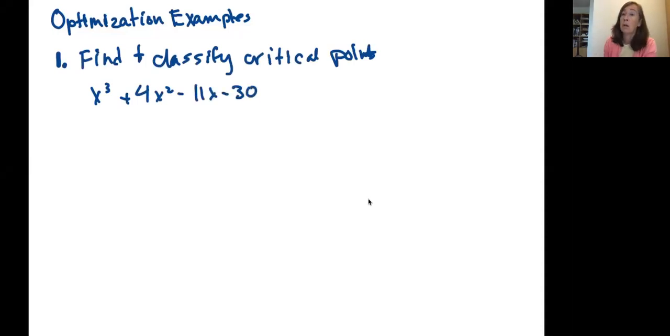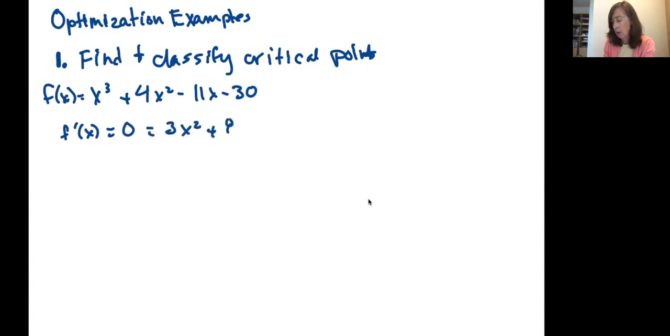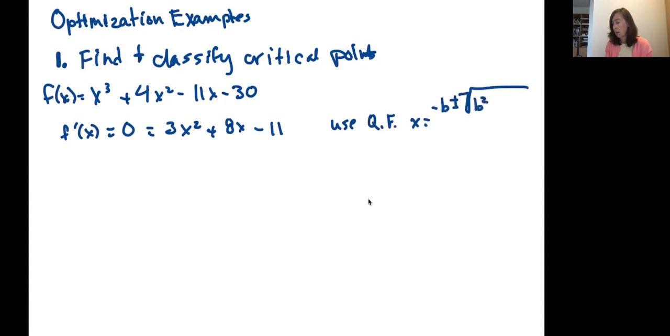Okay. So to find the critical points, this is my f of x. I'm going to set the first derivative equal to 0, and the first derivative is 3x squared plus 8x minus 11. That's a quadratic equation, and no obvious roots are jumping out at me, so I'm just going to use the quadratic formula, reminding ourselves what that is. The roots of that equation are given by negative b plus or minus the square root of b squared minus 4ac, divided by 2a.